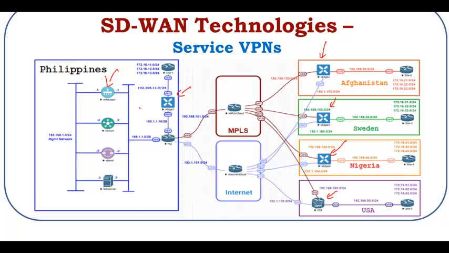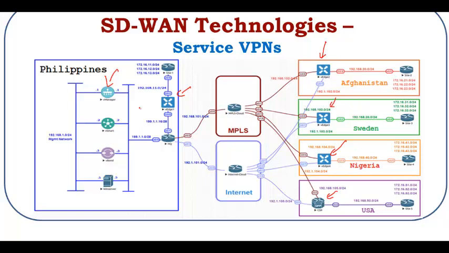So vBond gives some information about vManage and vSmart. After receiving the information of vManage and vSmart, the vEdges go and register themselves with both vSmart and vManage. Now vManage can see all the edge devices. This is how vManage can see all the vEdge devices. You can say inventory has been done. Discovery of vEdges is done.